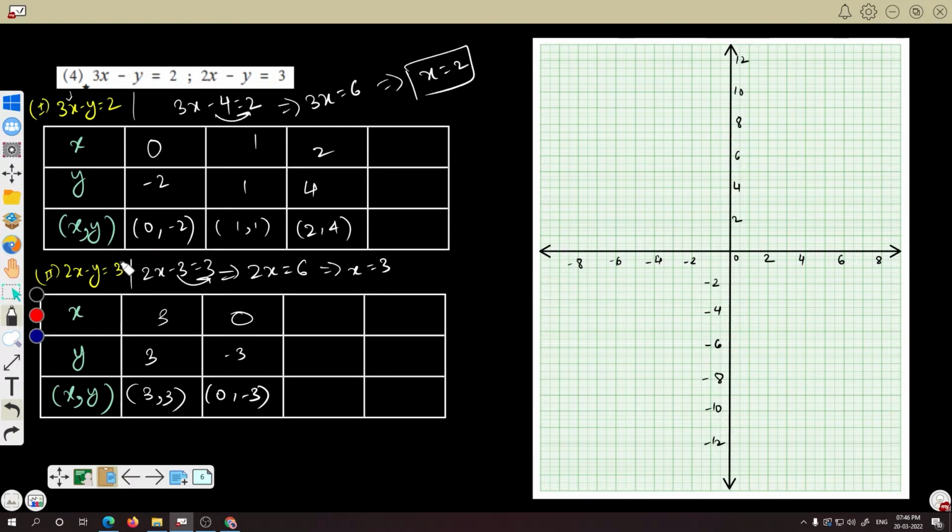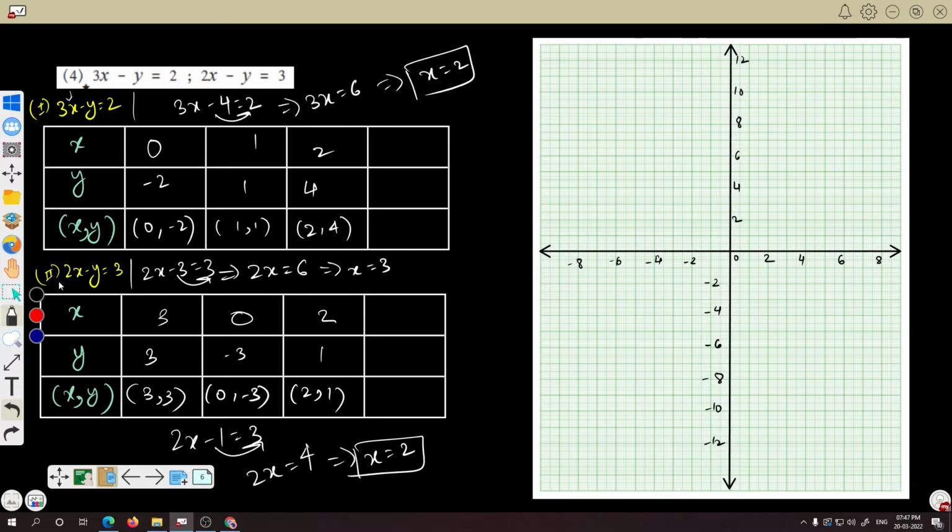If I take y as 1, then the equation will be 2x minus 1 is equal to 3, which means 2x is equal to, shift this minus 1 to the other side, so 3 plus 1 will be 4, which implies x is equal to 2. Therefore, the coordinates are 2 comma 1.